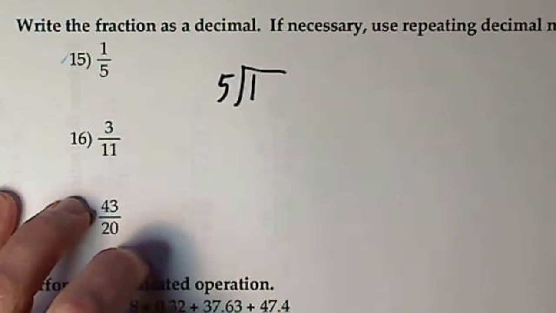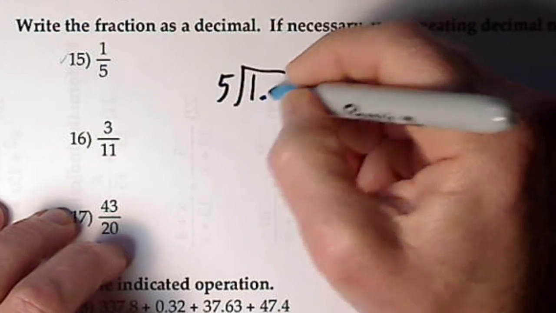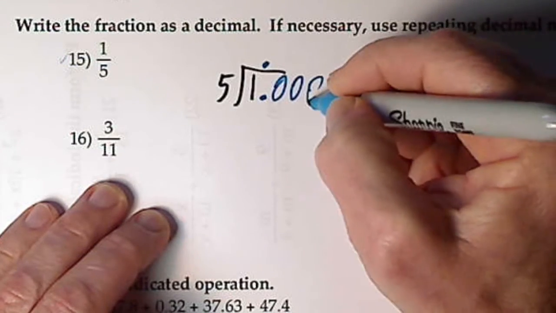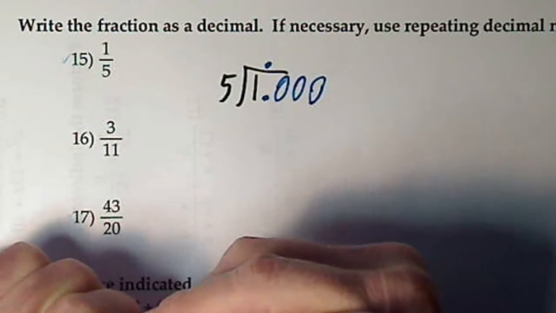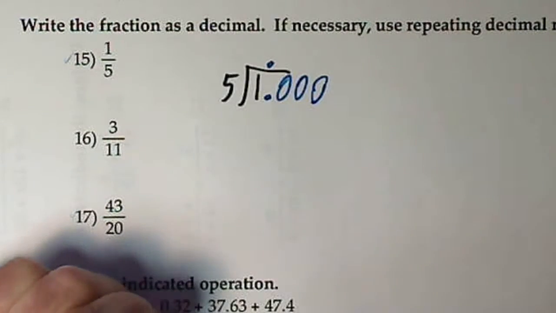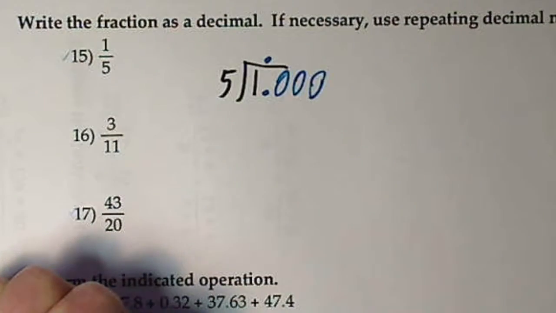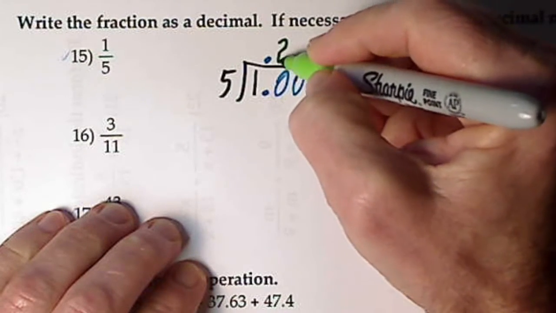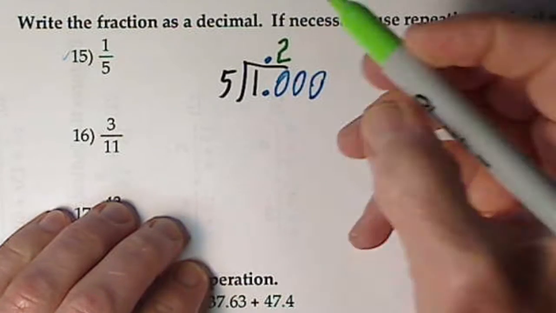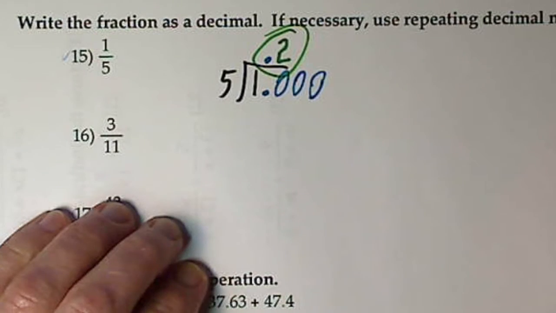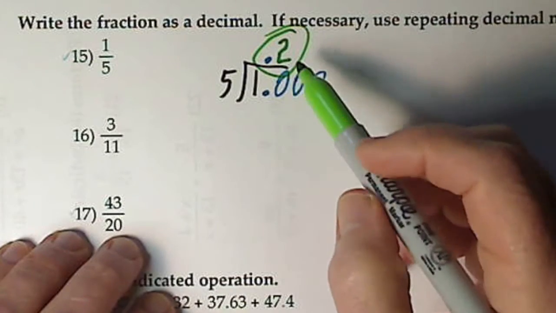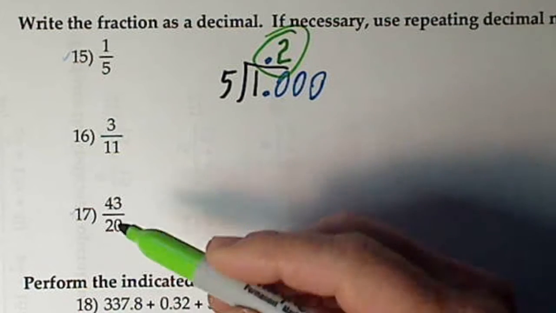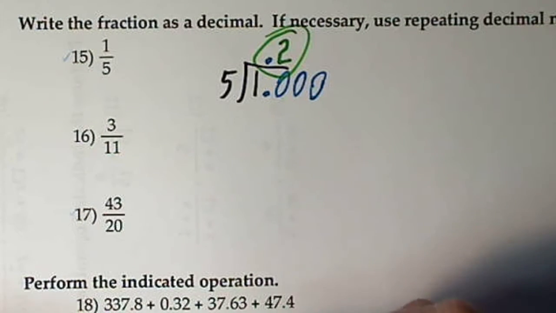All right. As soon as that occurs, you put in your decimal point, tell the world, load up on zeros all day long if you feel like it. You probably don't need that many. I'm just trying to make the point here. And then you proceed with your division. 5 goes into 10 twice. So we have our decimal, 0.2. Okay. There's other ways to get there, but this way always works. So I'll leave it at that. Maybe we'll use the other method for number 17 here.